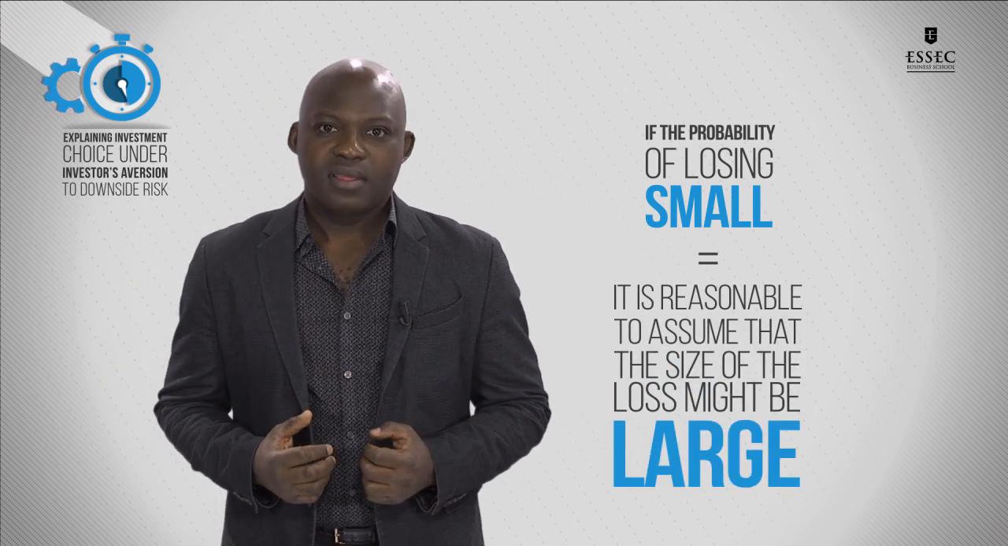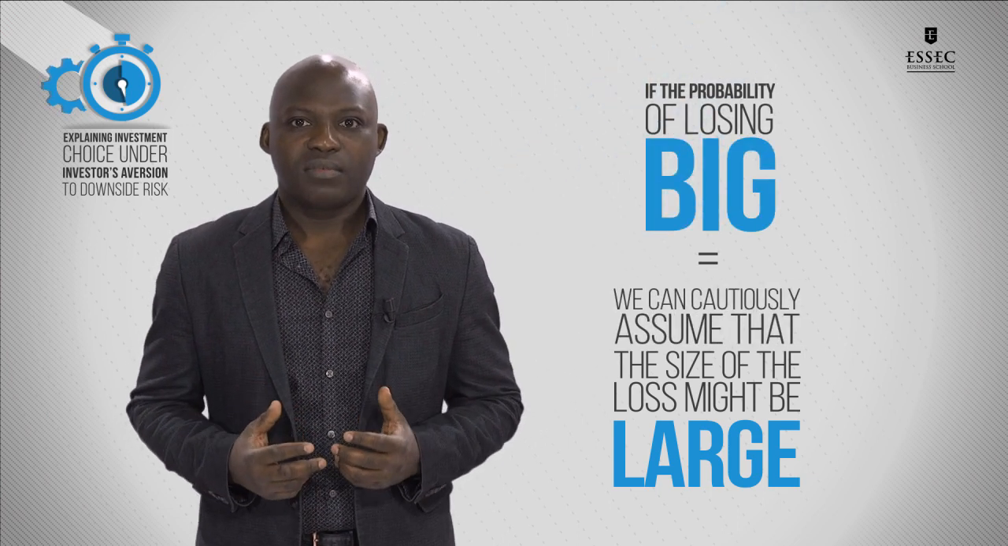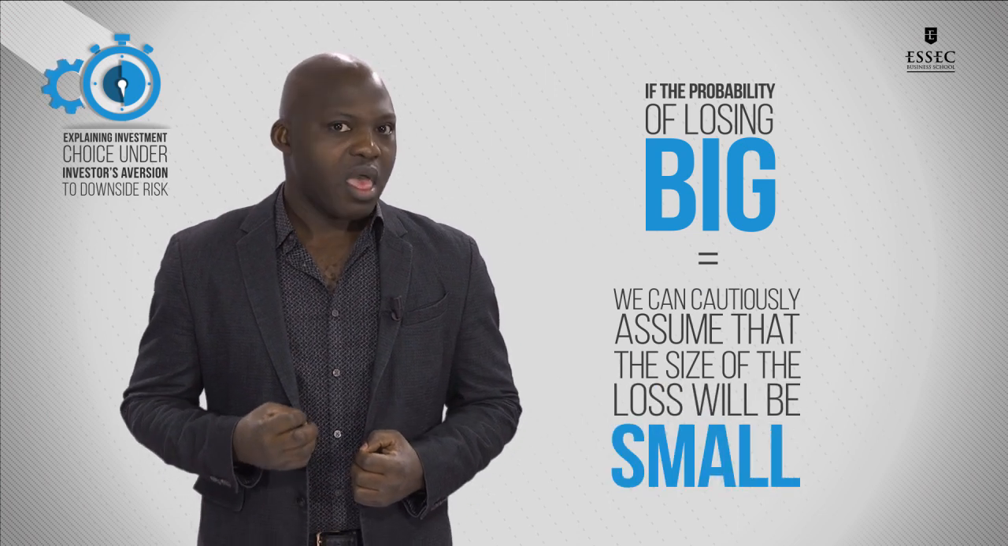Conversely, if the probability of losing is big, then we can cautiously assume that the size of the loss will be small. Aversion to downside risk is thus characterized by two types of investment choices: low frequency, large losses, and high frequency, small losses. Which of these two types is relevant for an investor depends on the reference rate of return.